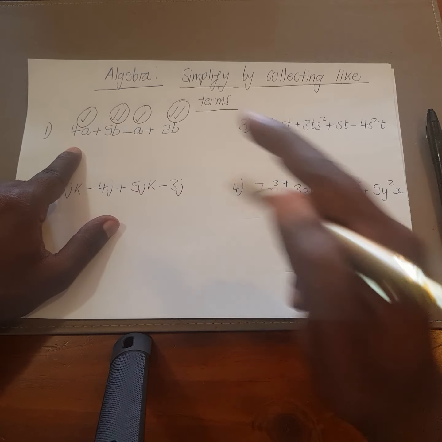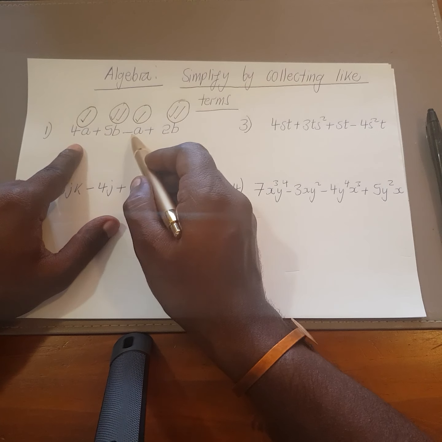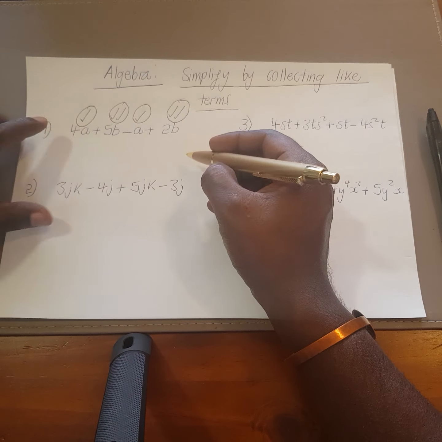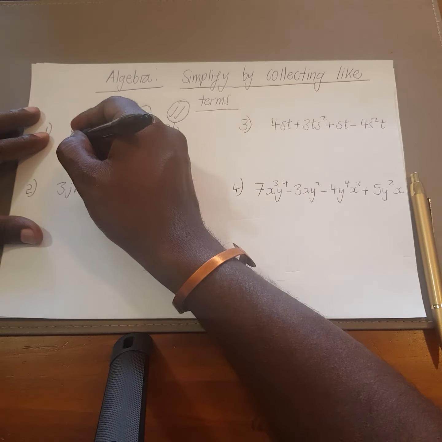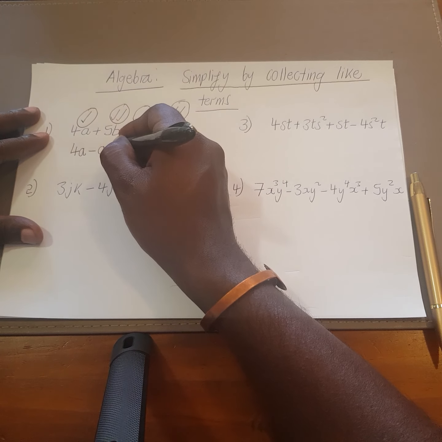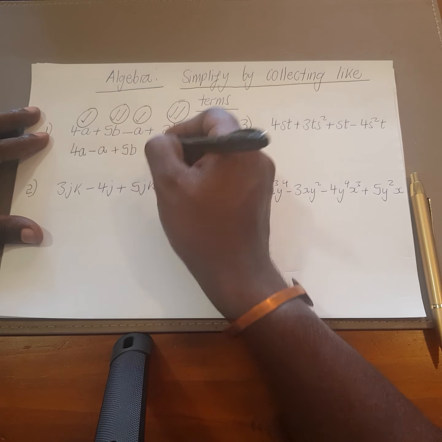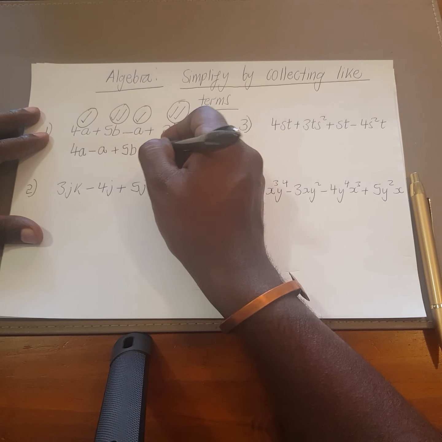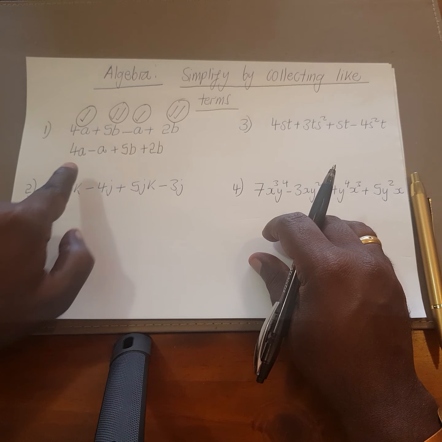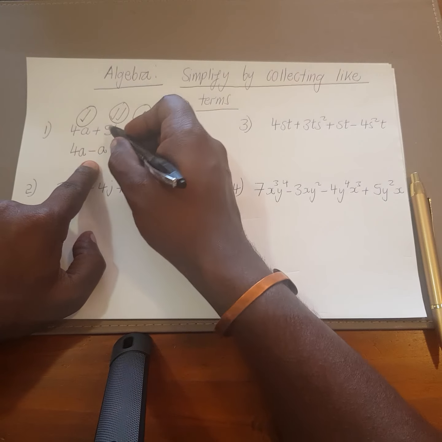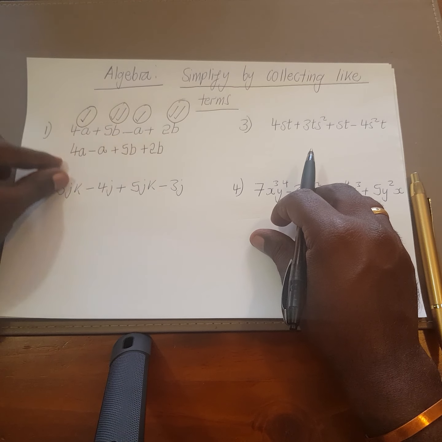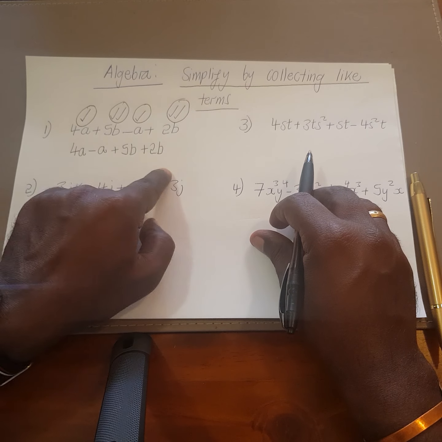So I'm going to move 4a minus a plus 5b plus 2b, and it'll make more sense when I start writing. So I'll go 4a minus a plus 5b plus 2b. Literally what I've done is I've rearranged the expression. You can see I've now grouped them together. The a is on one side and the b is on the other side.